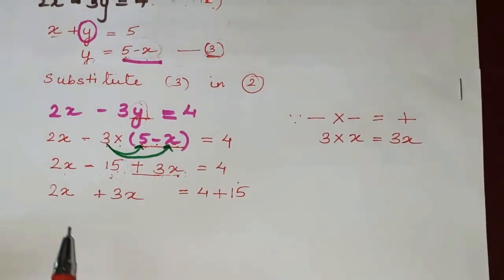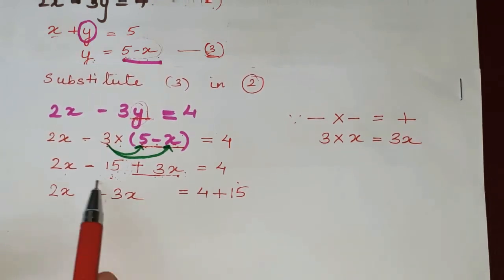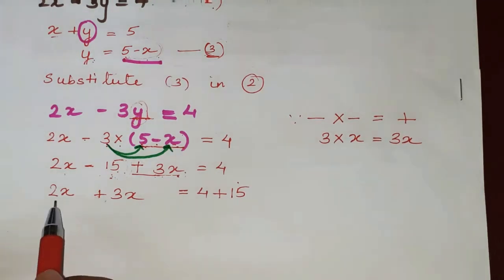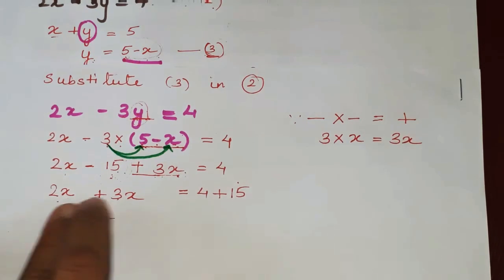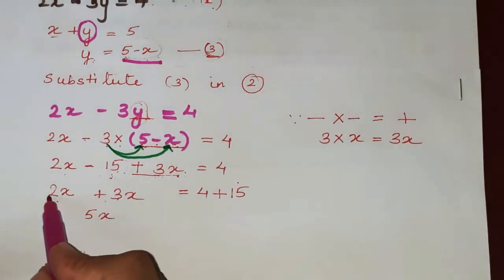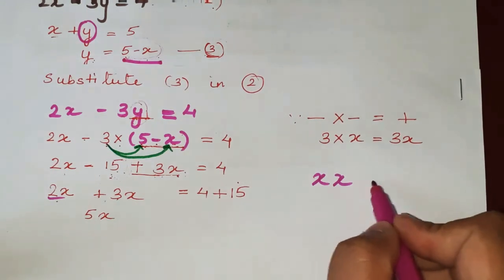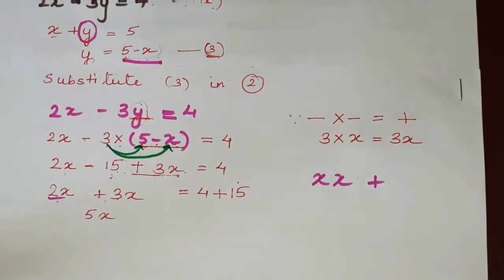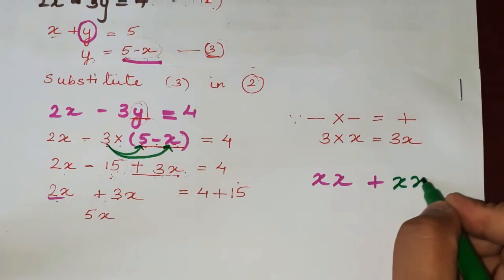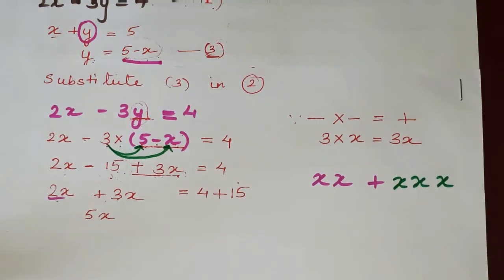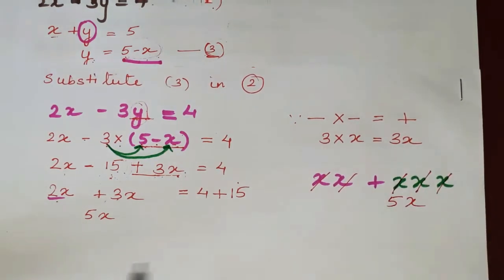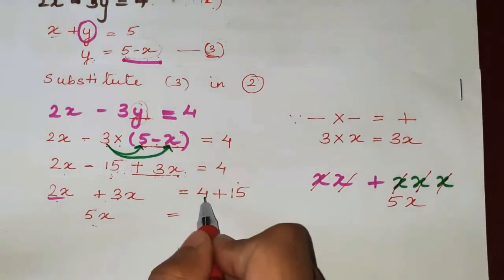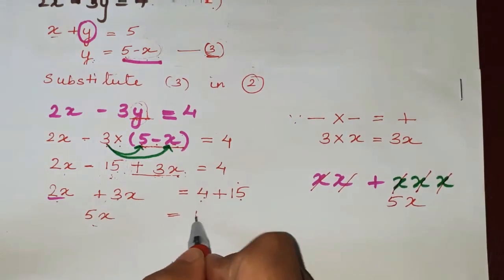So now we are going to do the basic operation, whatever is indicated over here. Here addition is indicated, so we are going to add this. 2 plus 3 is 5, and x: here there are 2 x's and here there are 3 x's. So 2x plus 3x. Altogether how many x's? 1, 2, 3, 4, 5. 5x. 5x is equal to 14 plus 5, which is 19.